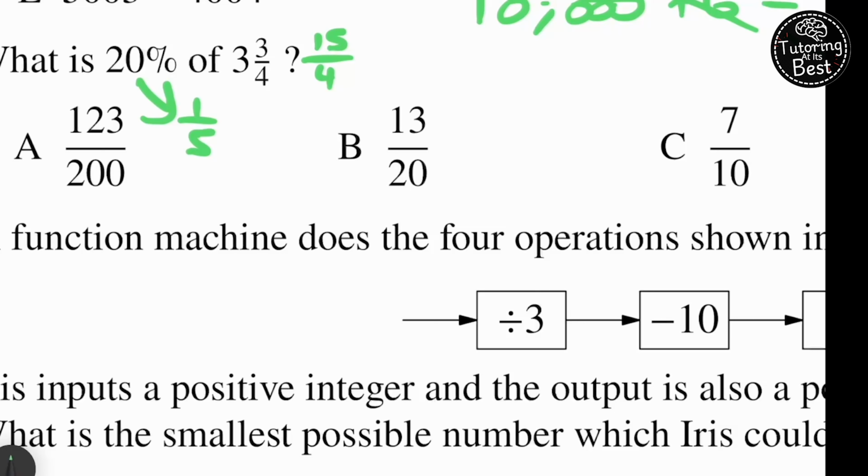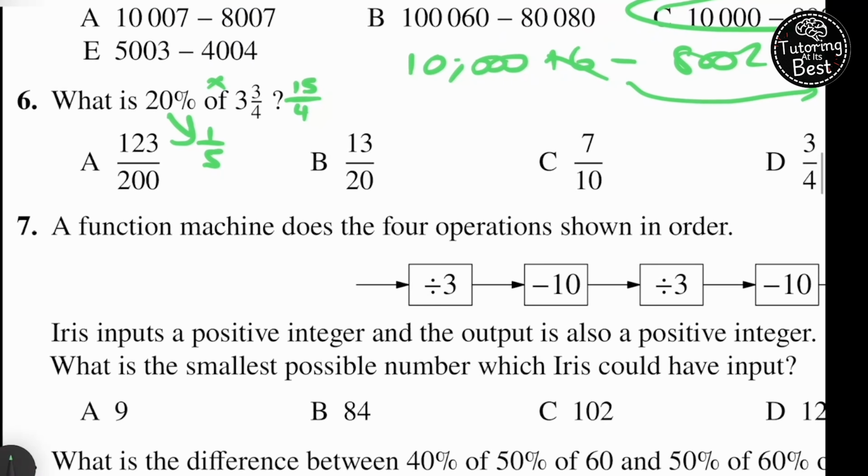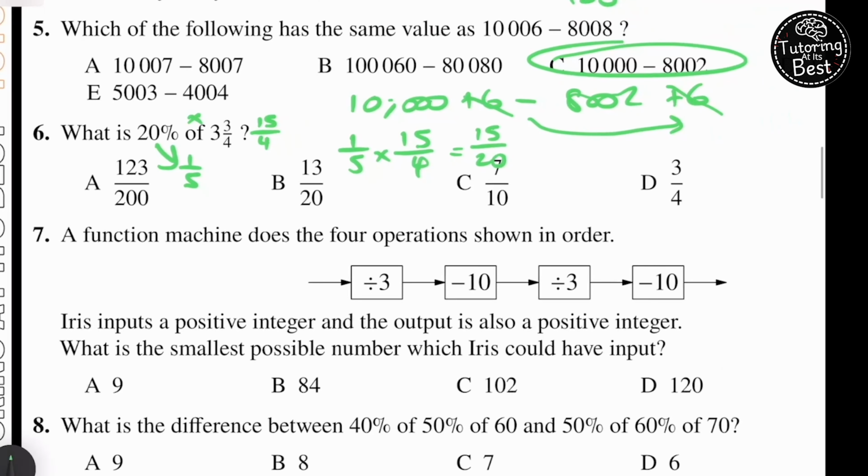Therefore, if we now need to get 20% of this, remember "of" means multiplication. So instantly we need to have 1/5 multiplied by 15/4, which will be seen as 15/20. If we zoom out here, we don't have 15/20. But if we simplify this, it's the same as a quarter.